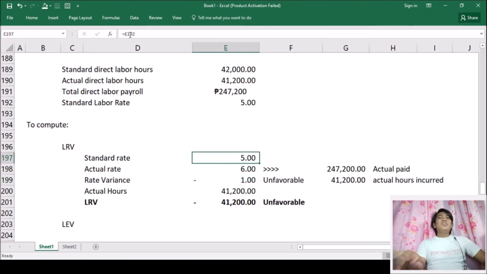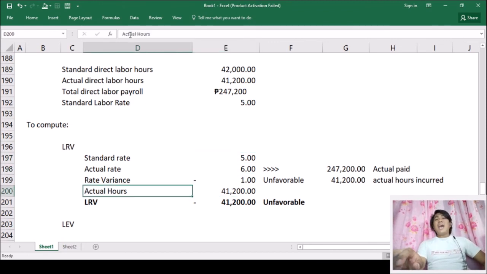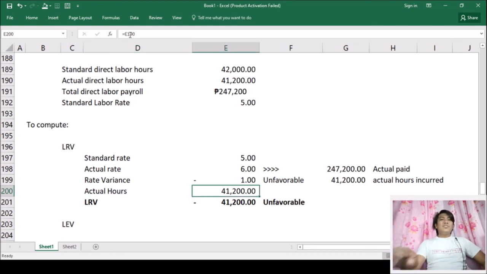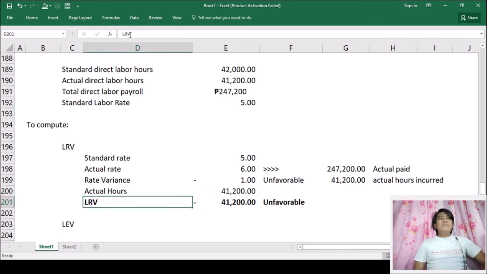Okay, so 5 minus 6, that's -1, that's unfavorable. Multiply the actual hours, kasi the rate variances must be based on the actual hours. That's 41,200. The labor rate variance is 41,200 unfavorable.